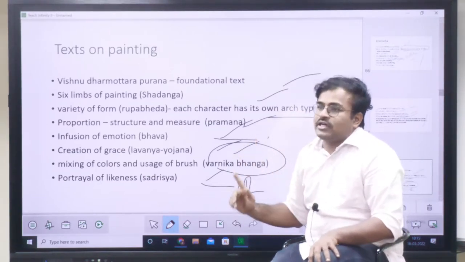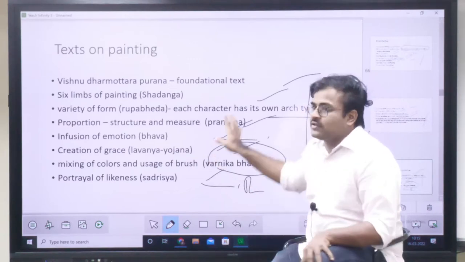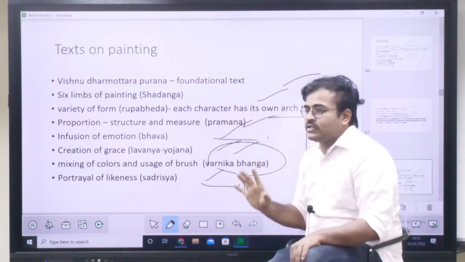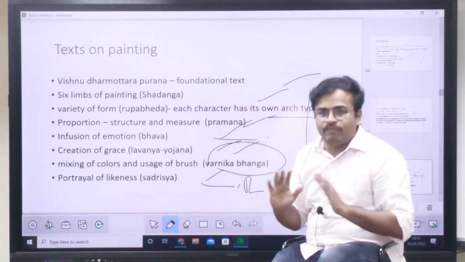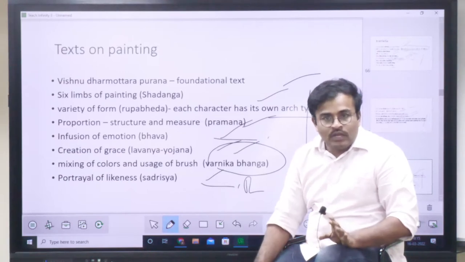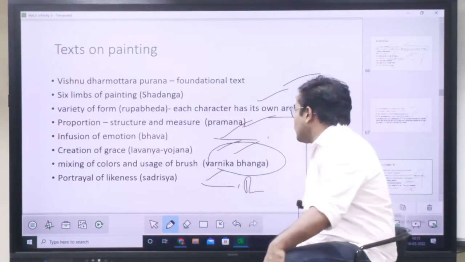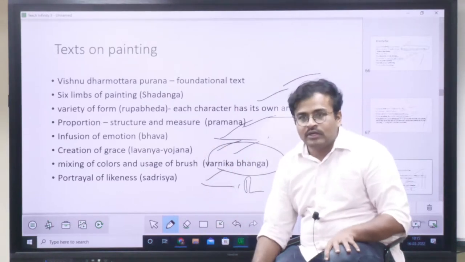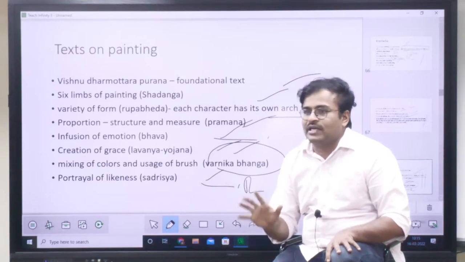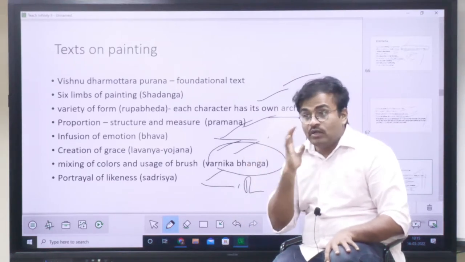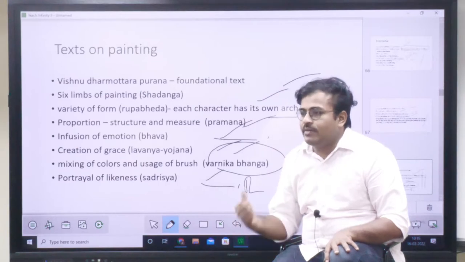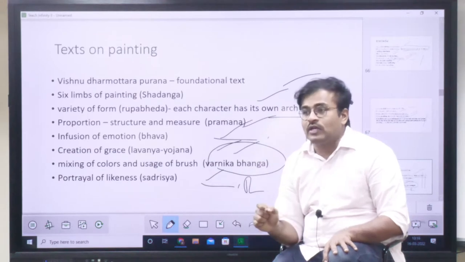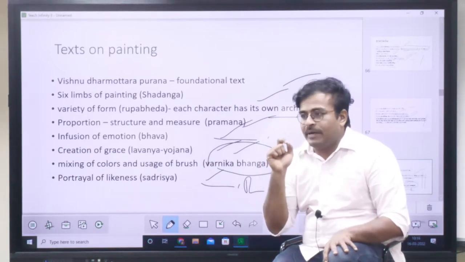If any painting tradition follows all these six pramanas or six rules, then it is known as classical painting. If it compromises on any one of these rules, then naturally it is considered to be a poor kind of painting. Are you getting this? And it is the Ajanta school which was able to follow all the six rules of painting tradition laid down in Vishnu Dharmottara Purana. That is the reason why Ajanta paintings are considered to be the classical painting tradition of India. Are you getting? So if someone asks you a question on Ajanta painting, immediately you have to write that Ajanta painting fulfills Vishnu Dharmottara Purana's six rules with respect to how an ideal painting should look like.